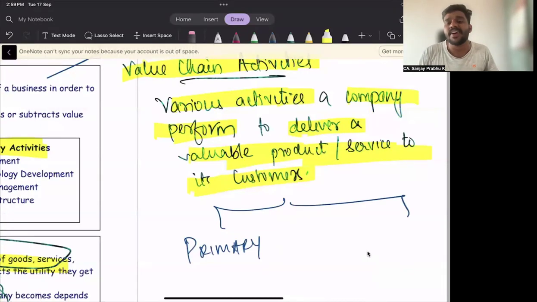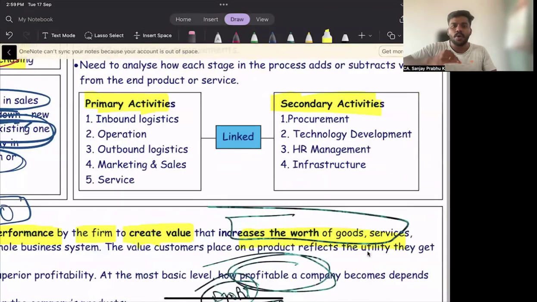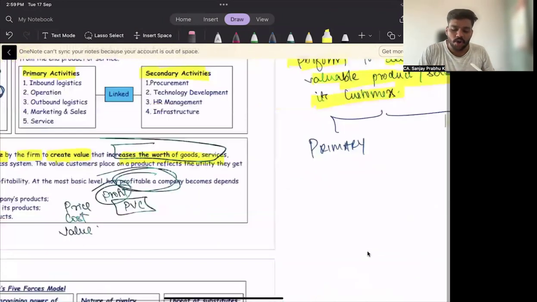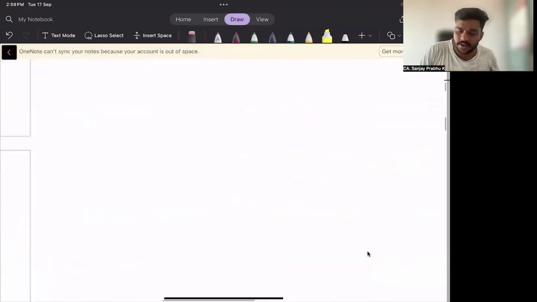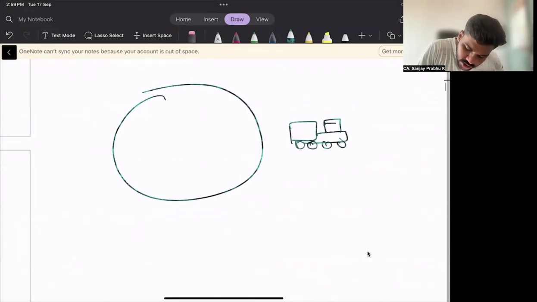So basically we can divide these value chain activities into two: primary and secondary. Primary means inbound logistics, operations, outbound logistics, marketing and sales, and services. Sir, what do you mean by inbound or outbound? Say, for example, this is the premises of my organization. First of all, I want to bring the raw materials. This lorry is going to bring raw materials.